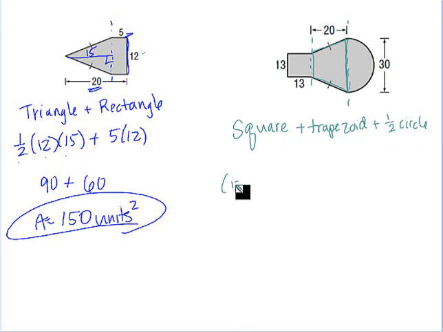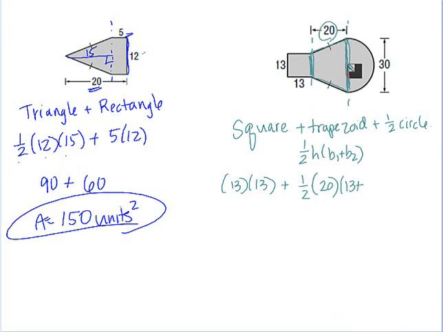Well, the square, that's 13 times 13. Trapezoid is 1/2 times height times base 1 plus base 2. So 1/2, we see that the height of the trapezoid is 20. The base 1 of the trapezoid would be 13, plus the base 2 here would be 30. Plus 1/2 of the circle, so 1/2 pi. If this is your diameter, the radius would be 15. So pi times 15 squared.